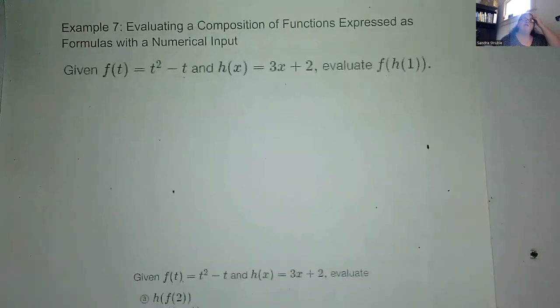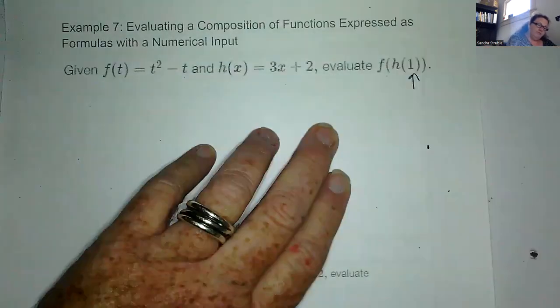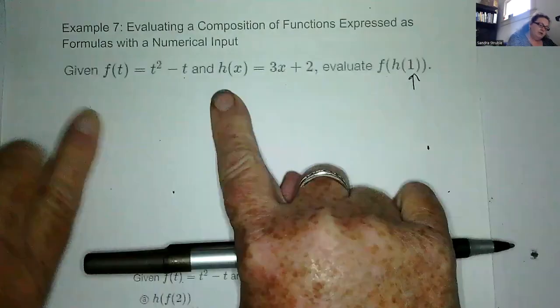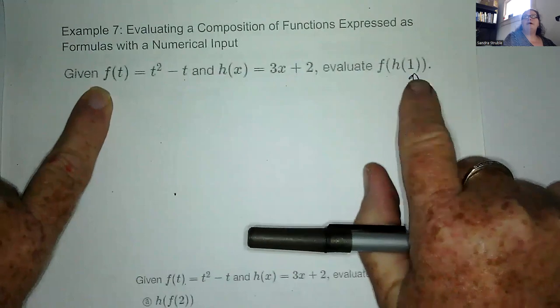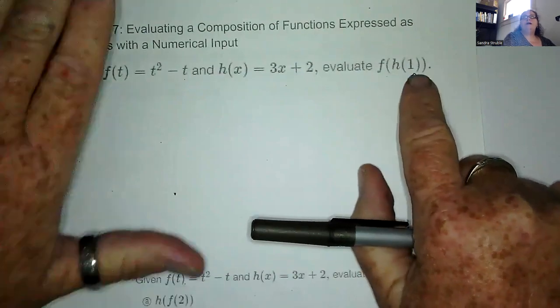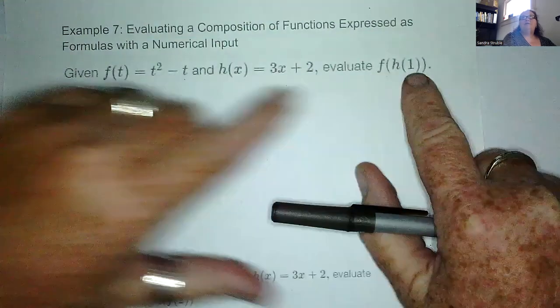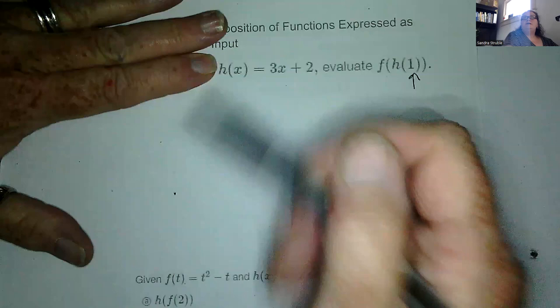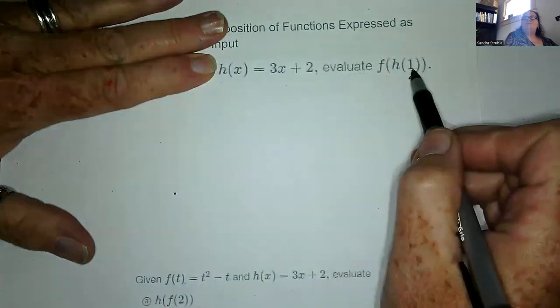Evaluating composition of functions expressed as formulas with a numerical input. Okay, so again, we're going to be working from the inside out. In this case, we've got a 1. So given these two functions, evaluate f of h of 1. I'm going to start working from the inside out. So I have to look at who is my inside function. My inside function is h. All right, so I'm ignoring the f. So I'm going to be using h of x. And in this case, they're telling me that x is 1.